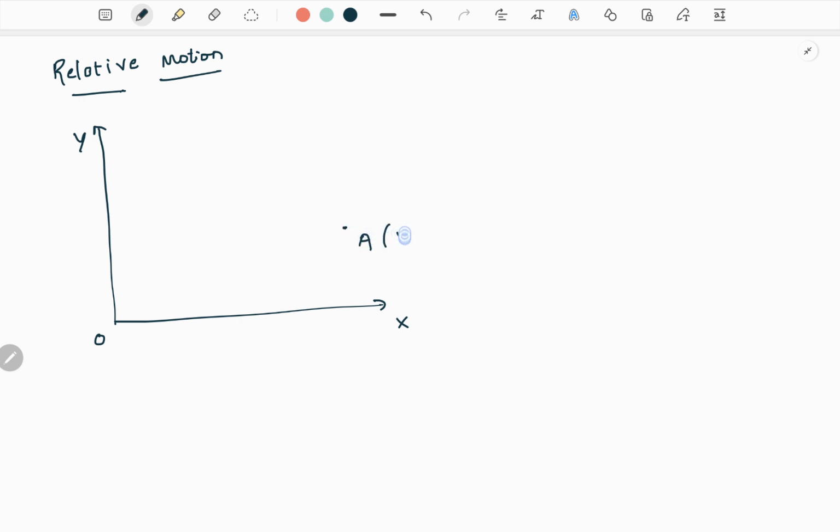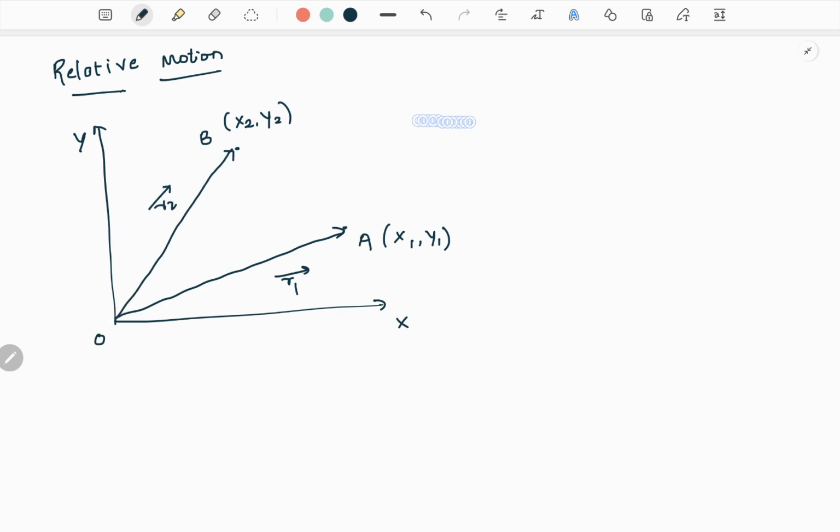Let's say at this instant of time particle A was at x1, y1, and another particle B at this instant was at x2, y2. The position of particle A, let me represent it as r1 bar. R1 bar represents the position vector of A, whereas the position vector of B is given by R2 bar. So R1 bar is given by x1 i cap plus y1 j cap, whereas R2 bar is given by x2 i cap plus y2 j cap.